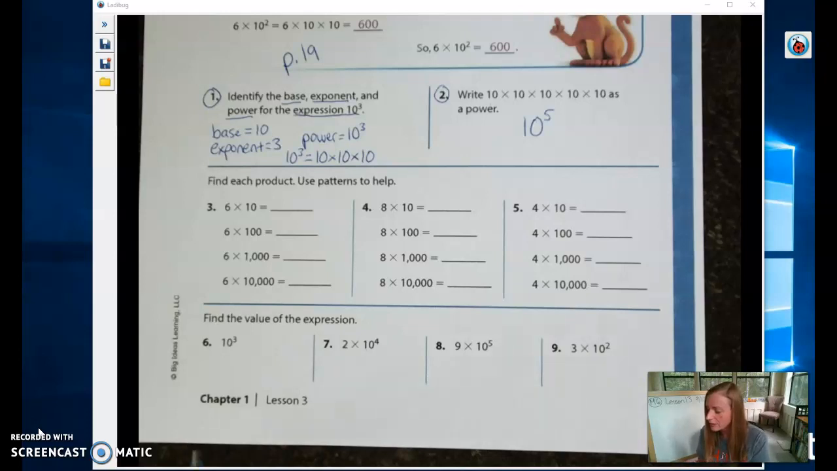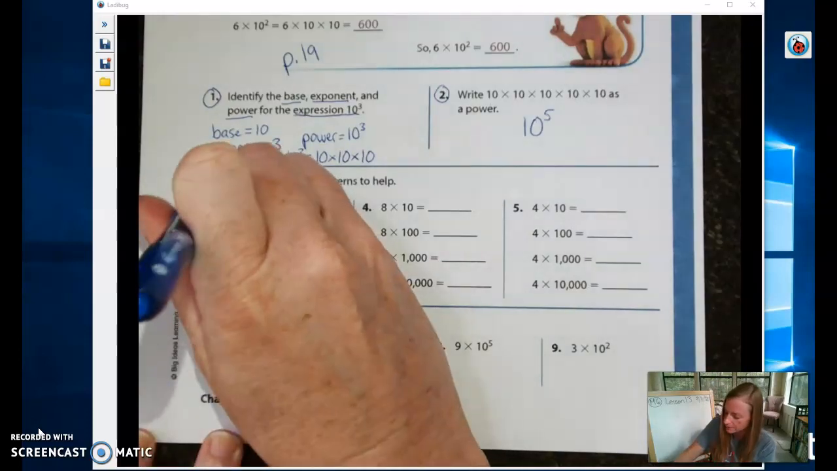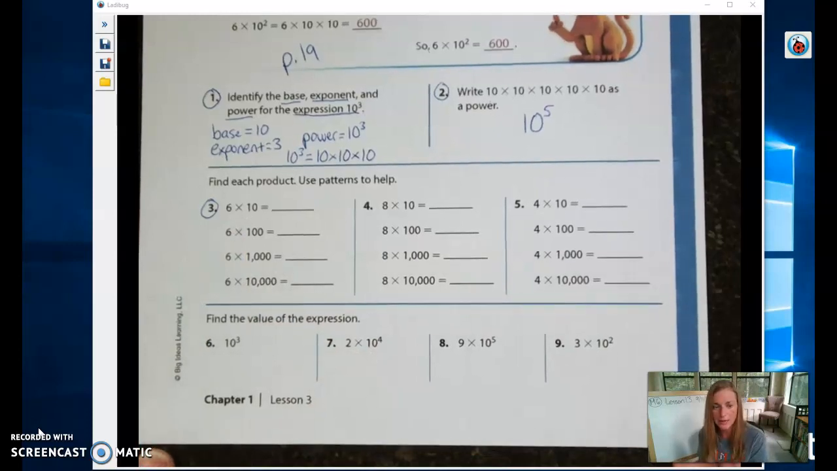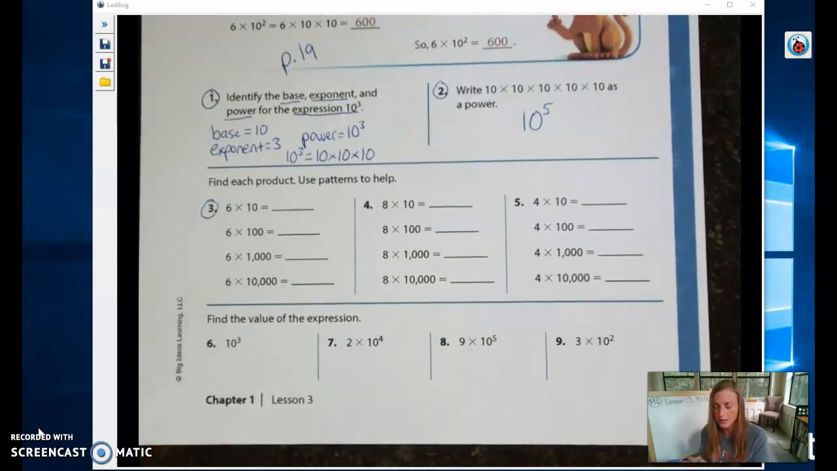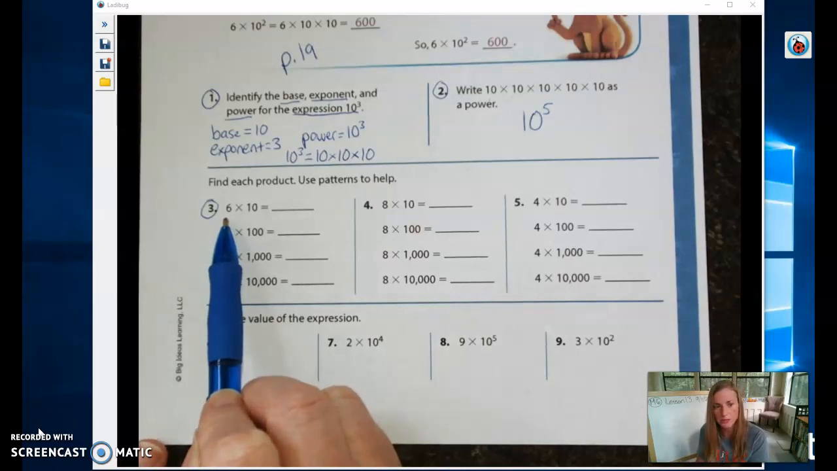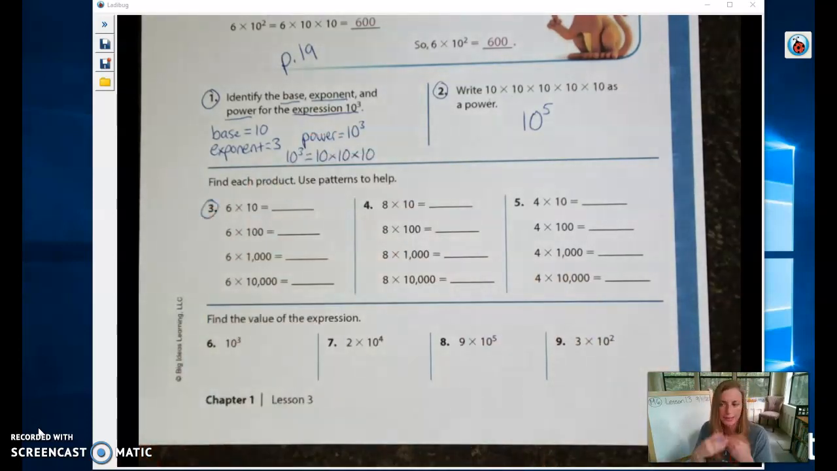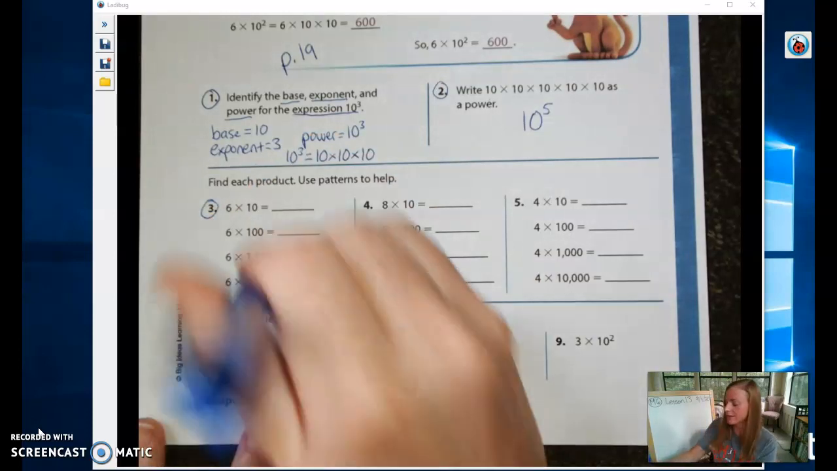Now we're going to look at number 3 here, and we're going to use patterns to help us multiply. So you have known for a few years now that anytime you multiply a number times 10, you simply take that number that you're multiplying by and pop a 0 on the end. So 6 times 10 would be 60. Good job.